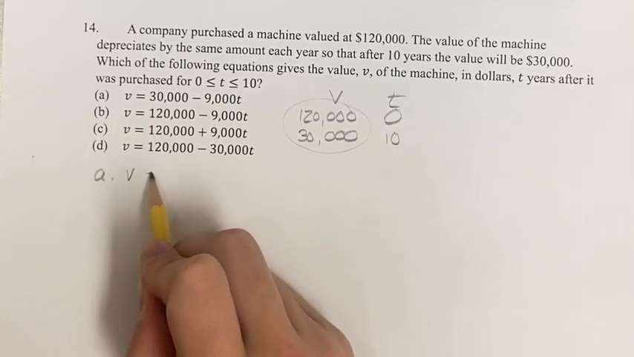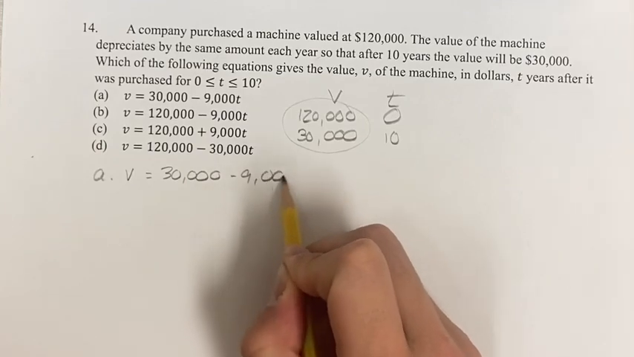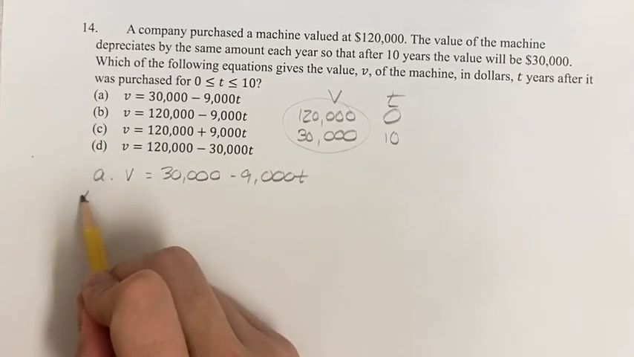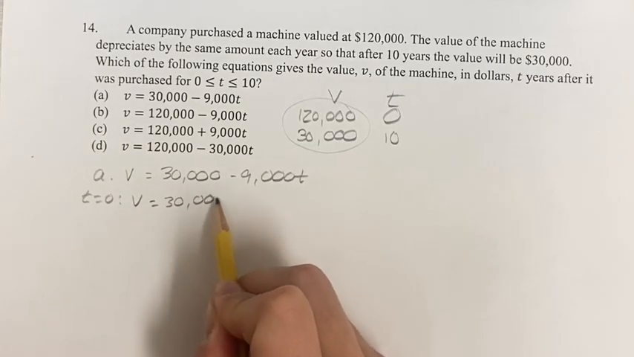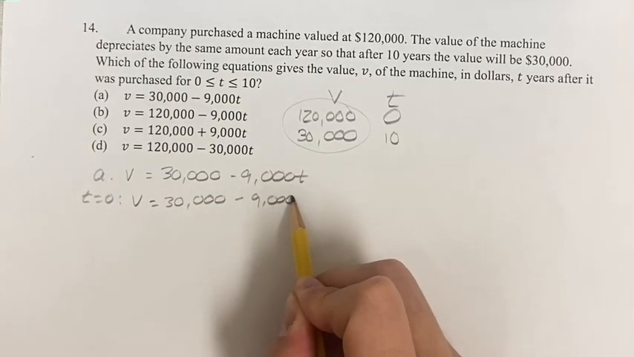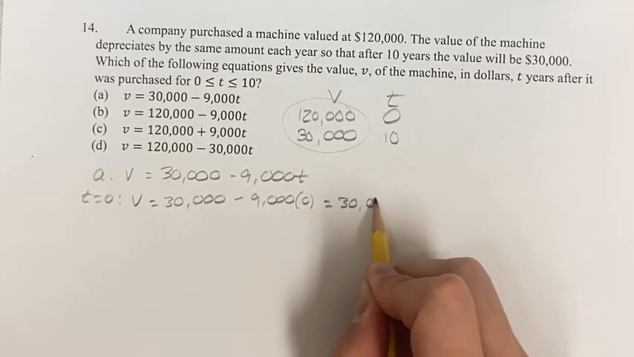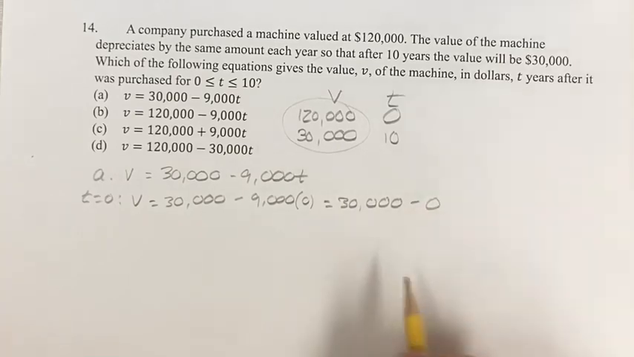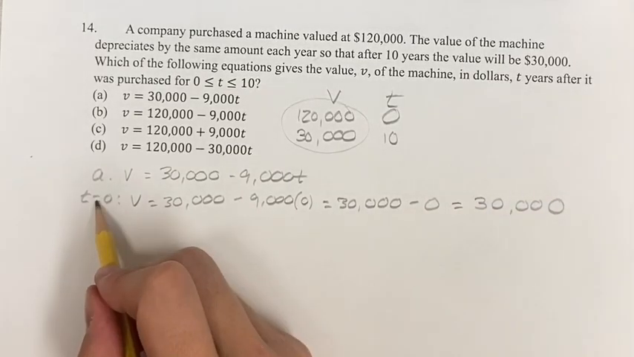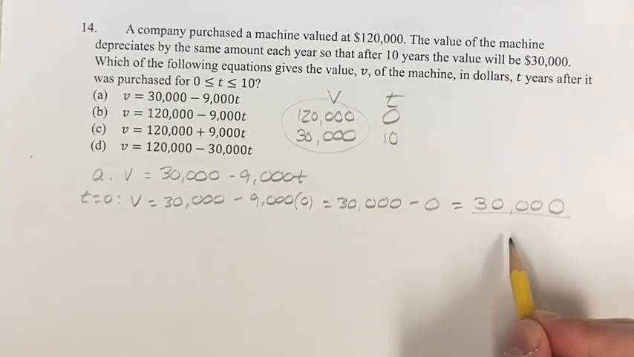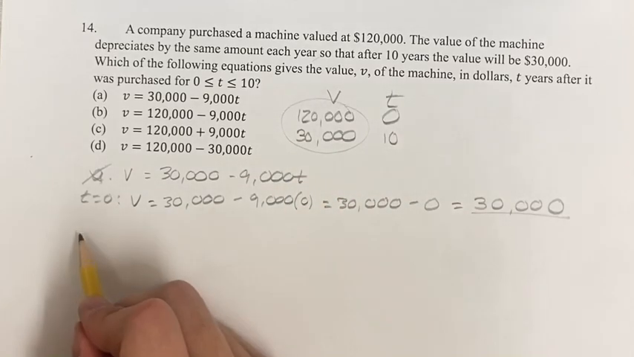So V is equal to 30,000 minus 9,000 T. For T is equal to 0, V is equal to 30,000 minus 9,000 times 0, right, because T is 0 here, which is 30,000 minus 0, which is just 30,000. So this is saying when T is 0, V is 30,000, we're looking for 120,000, so A is not the answer. We don't even have to check the other point.